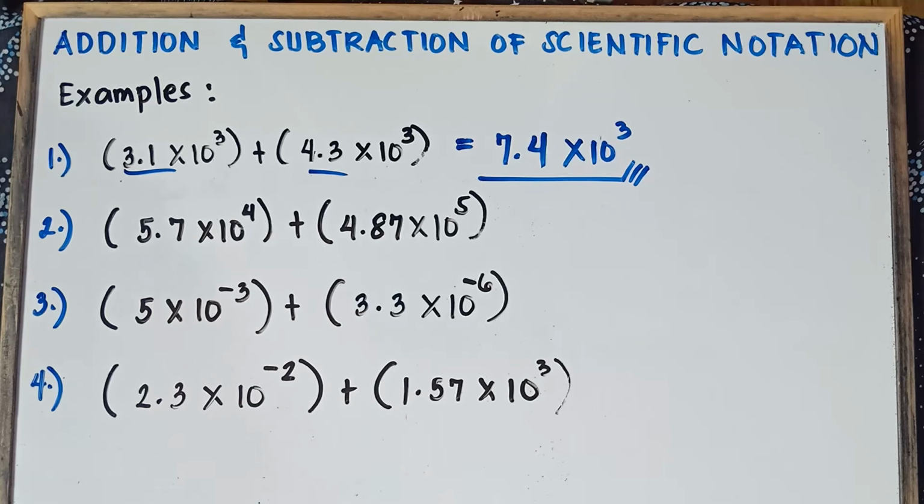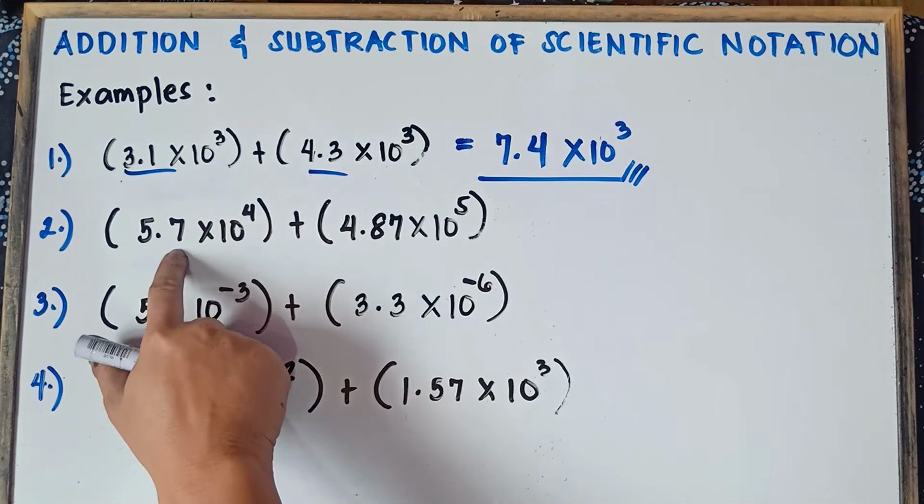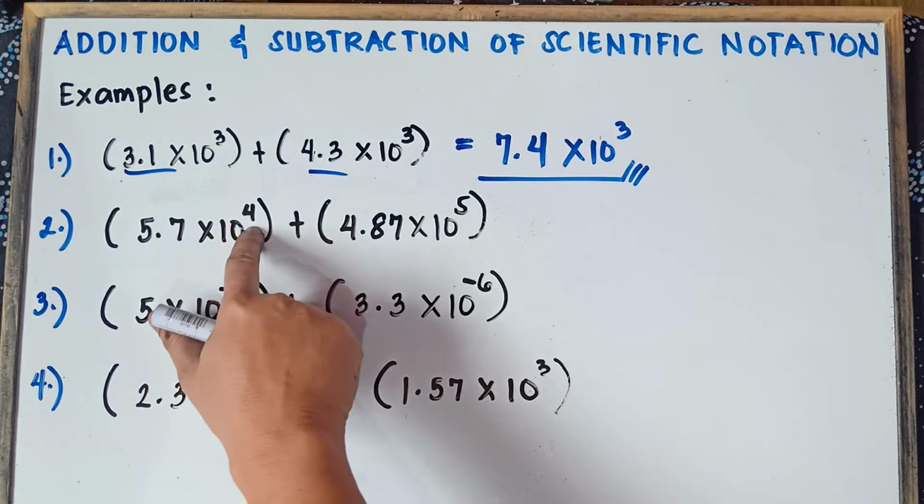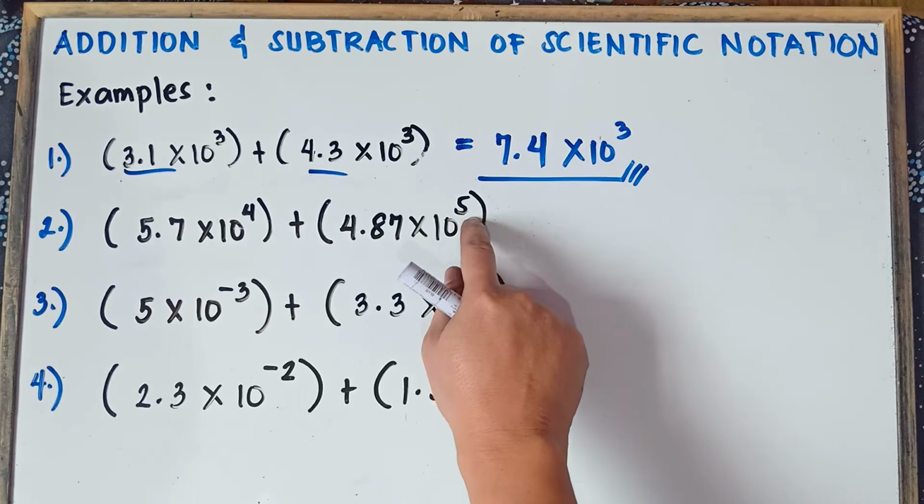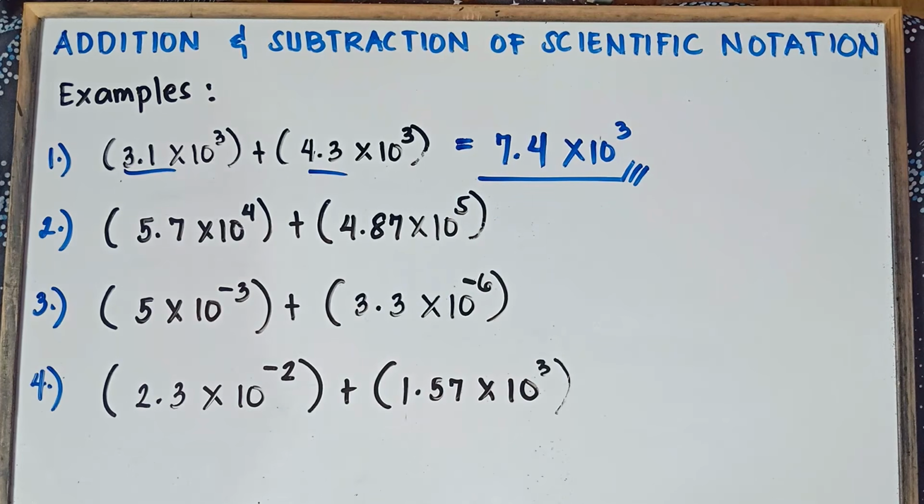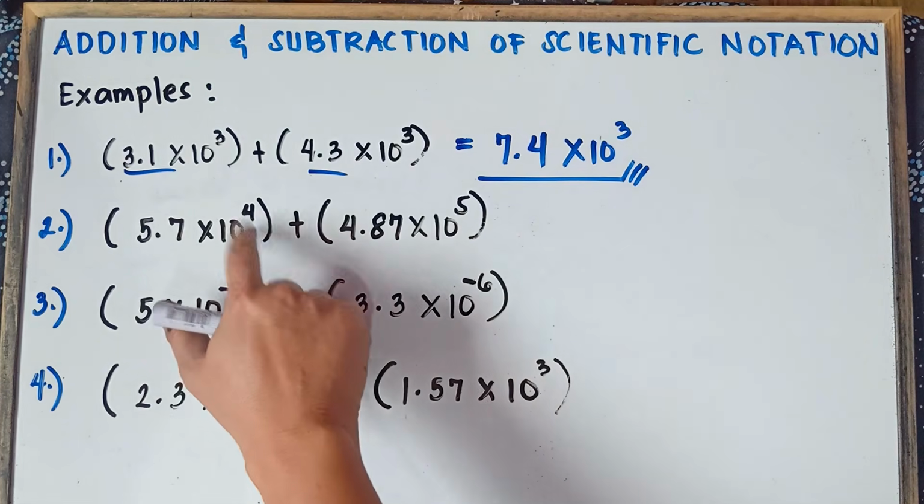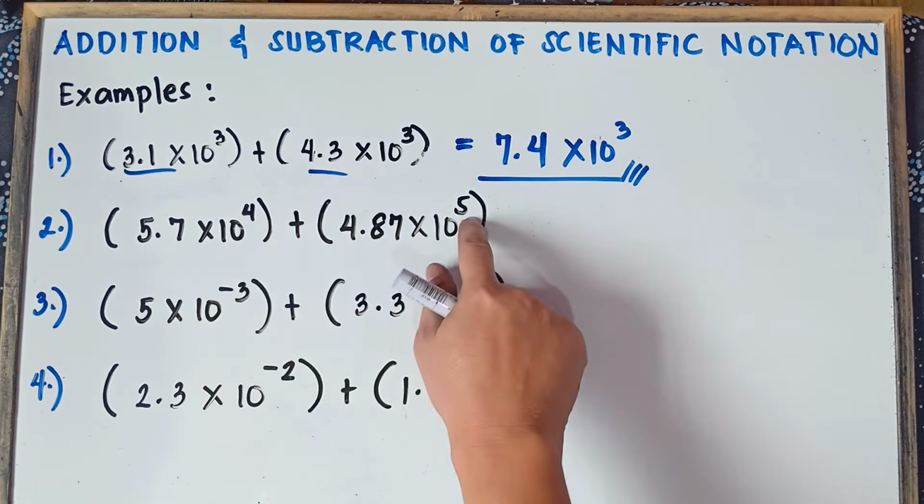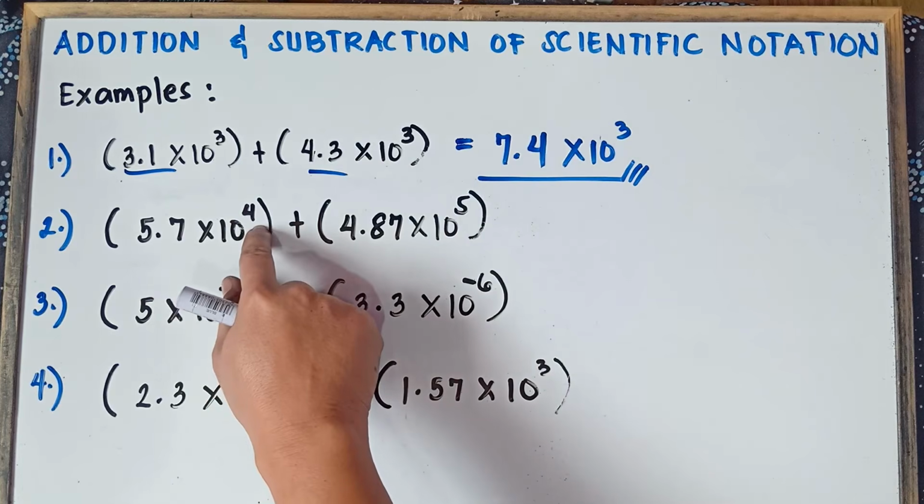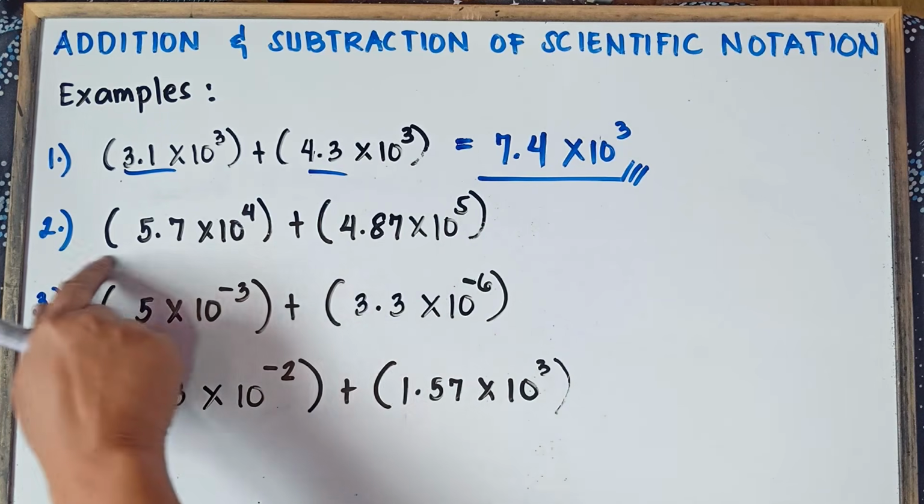For example number 2, our given, we have 5.7 times 10 raised to the power of 4 plus 4.87 times 10 raised to the power of 5. Do they have the same exponent? Nope, they don't have the same exponent. So therefore, class, the smaller exponent should adjust. We need to make this 4 become 5. Now, to make this 4 become 5, we need to move the decimal point right to left once.